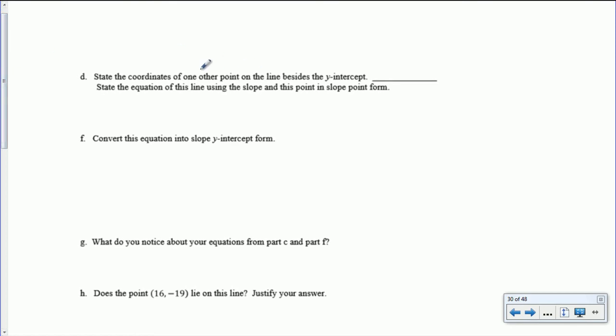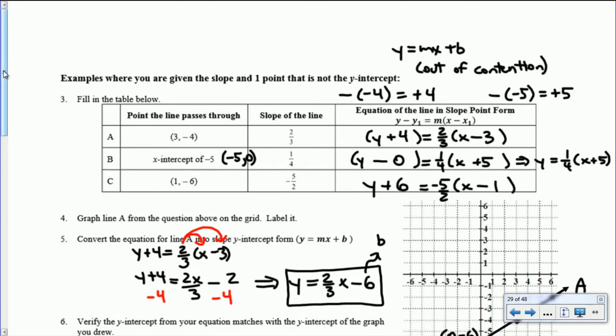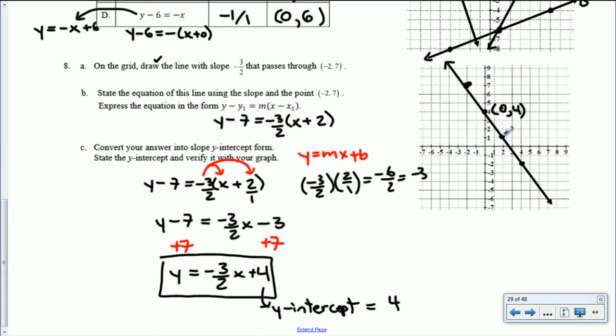State the coordinates of one other point on the line besides the y-intercept. So let's go maybe (2, 1). So I just picked that off the graph. Right, (2, 1) lives there.